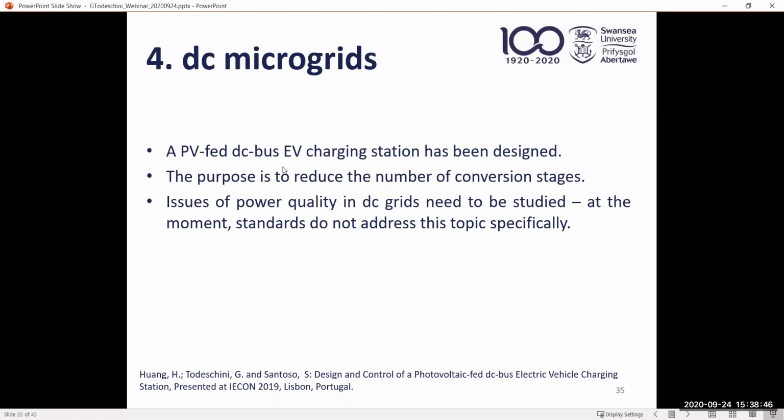Another topic I started to look into recently is related to DC microgrids. DC microgrids are becoming more popular because a lot of the novel power electronic-based devices include the DC stage. So it makes sense to avoid continuous DC to AC conversion, and just try to operate a system with a single DC bus. So we designed a PV-fed DC bus EV charging station. And from my perspective, this topic is quite interesting from a power quality point of view, because there are no specific standards, at least to my knowledge, dealing with power quality in DC grids. So I think this is a very interesting topic.